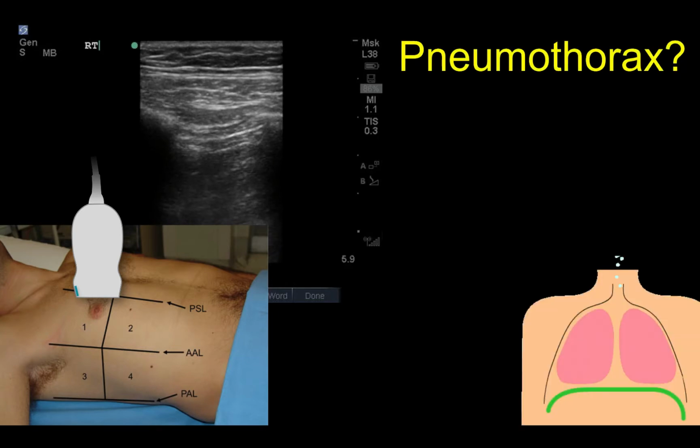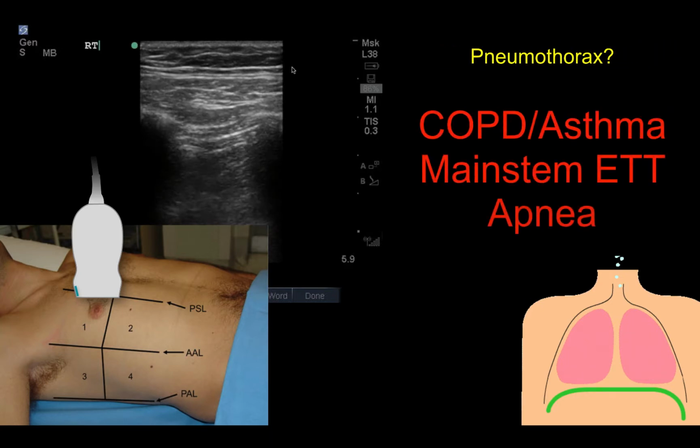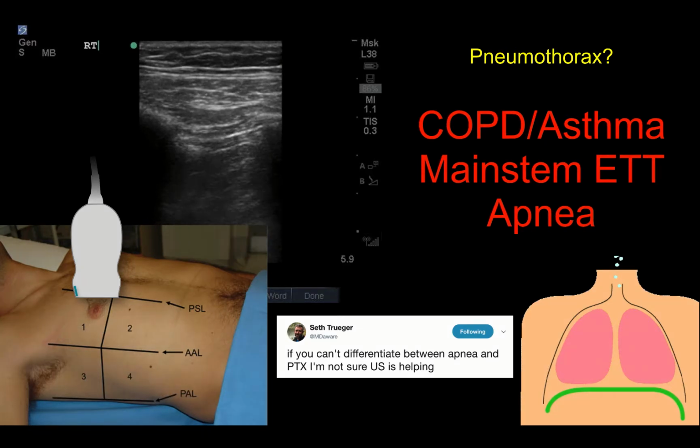These mostly have to do with other causes for decreased air movement, including things like COPD or asthma, obstructive lung disease, mainstem endotracheal intubation, and apnea. But of course, you probably shouldn't be using ultrasound to detect apnea. How can you differentiate between these other causes of diminished air movement and a true pneumo?